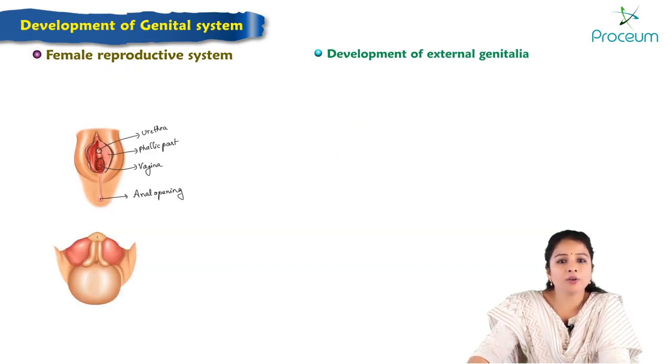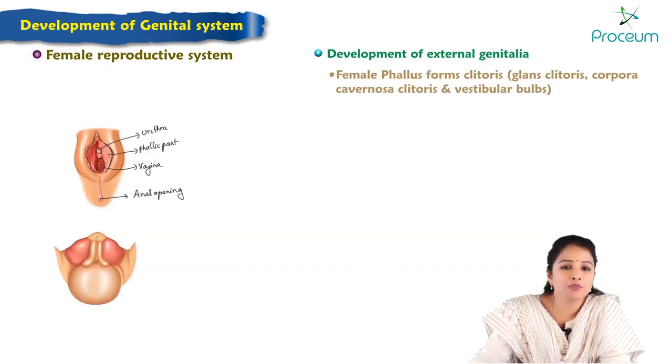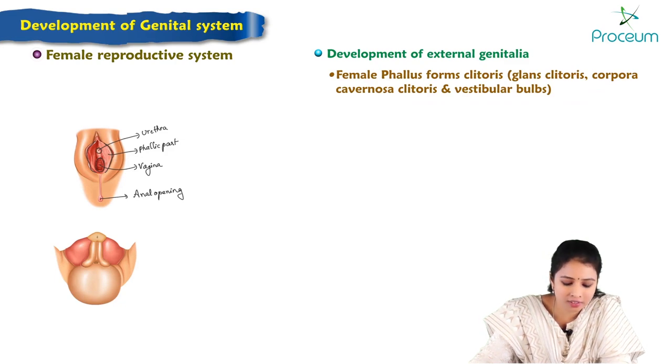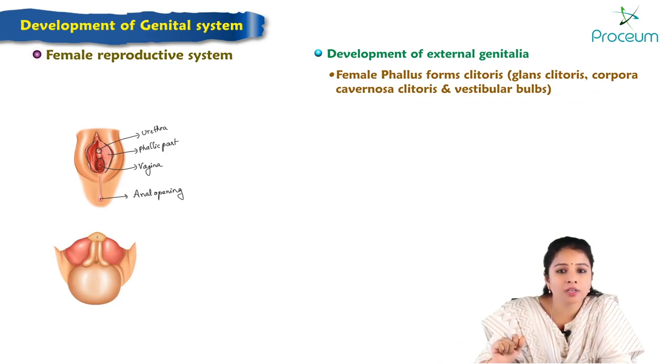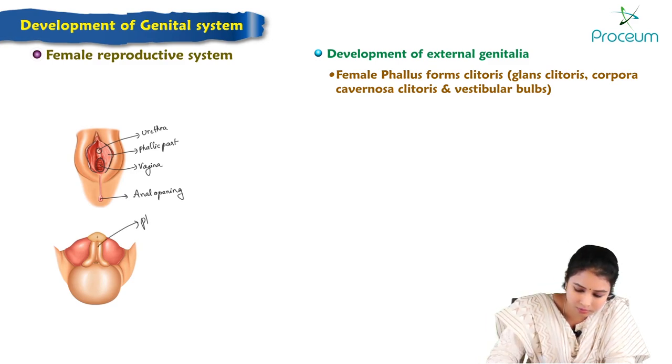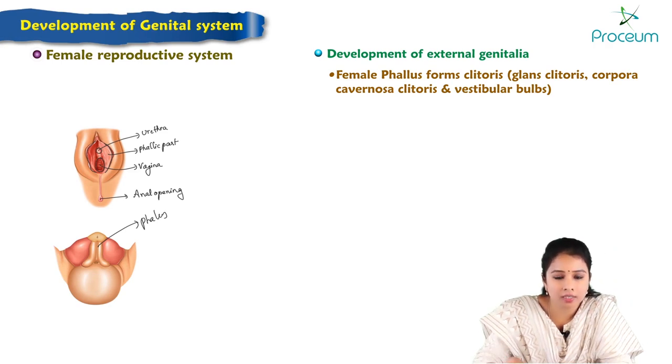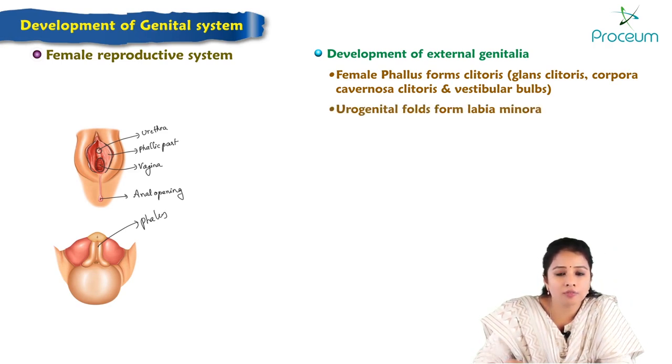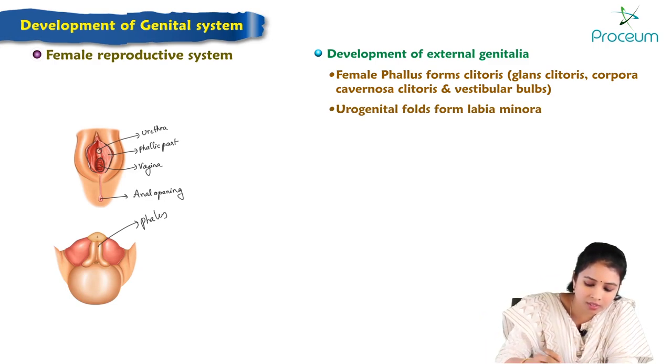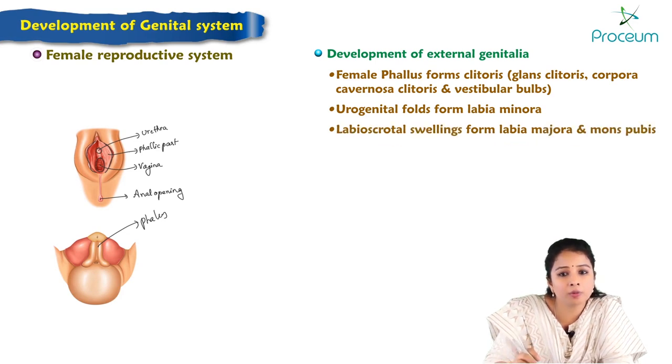So let's see the development of external genitalia. The female phallus forms the clitoris or glans clitoris, corpora cavernosa clitoris, and vestibular bulbs. So these are from the female phallus. The urogenital folds form the labia minora, and the labioscrotal swellings form the labia majora and mons pubis in females.